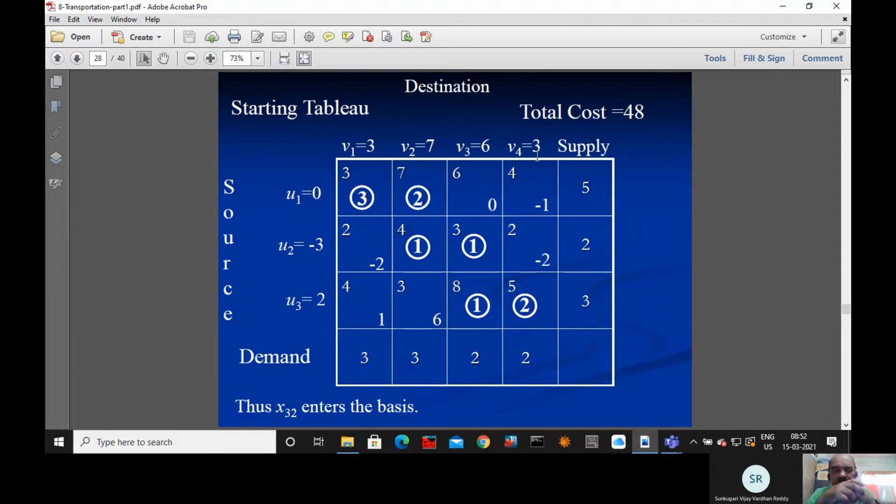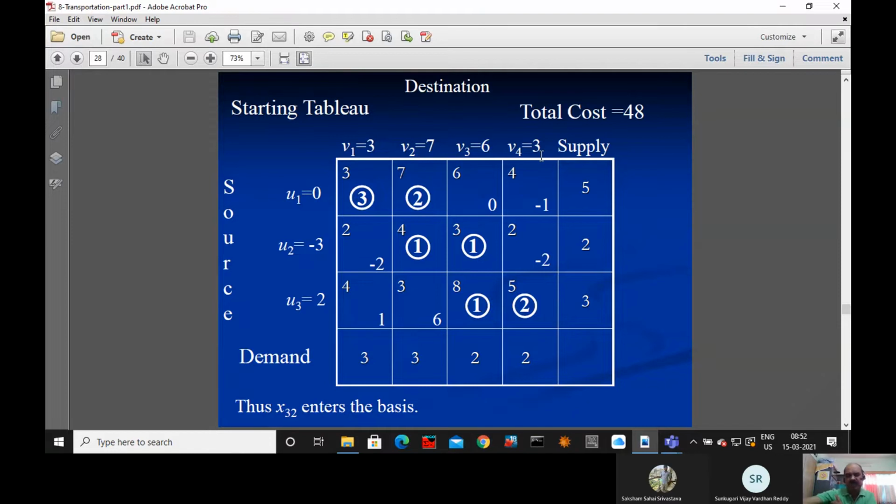So we have got the value of the 7 multipliers, the dual variables. The dual variables are U1, U2, U3, V1, V2, V3, V4. So we have got U1 equal to 0, U2 equal to -3, U3 equal to 2. Similarly, V1 equal to 3, V2 equal to 7, V3 equal to 6, V4 equal to 3.